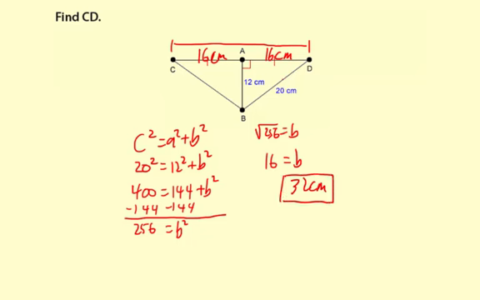Okay, for this situation it was a little more complicated. You had to apply the Pythagorean theorem first and then use your knowledge of perpendicular bisectors to find the length of CD.